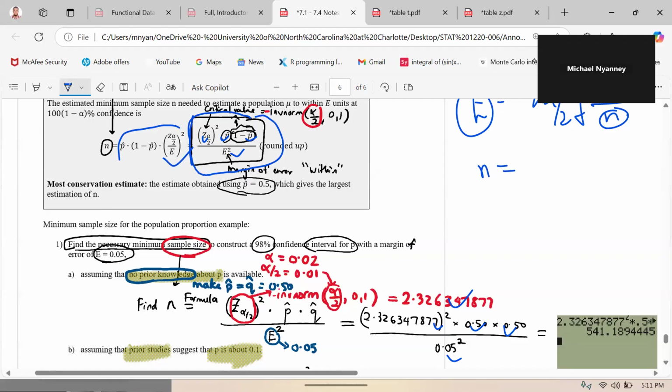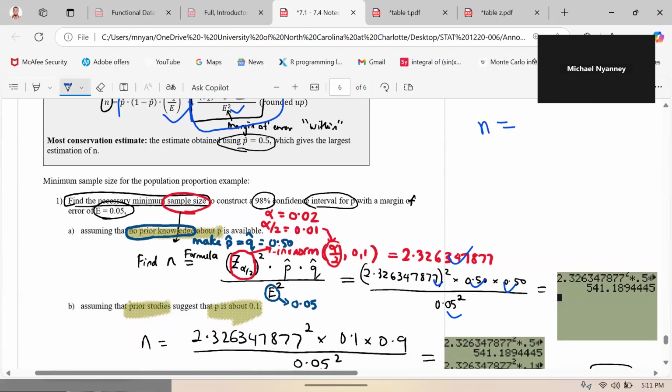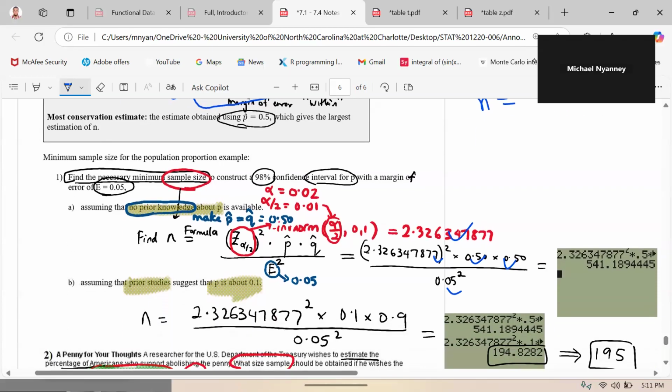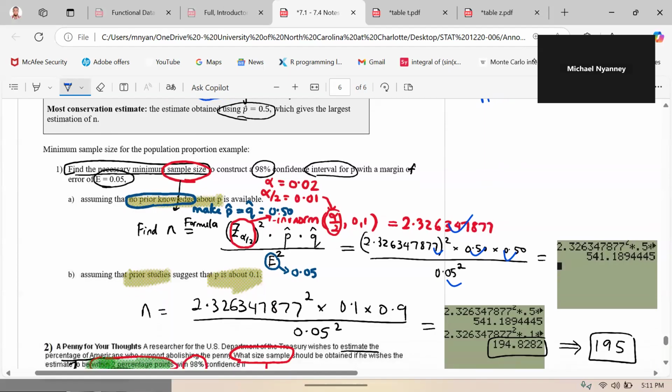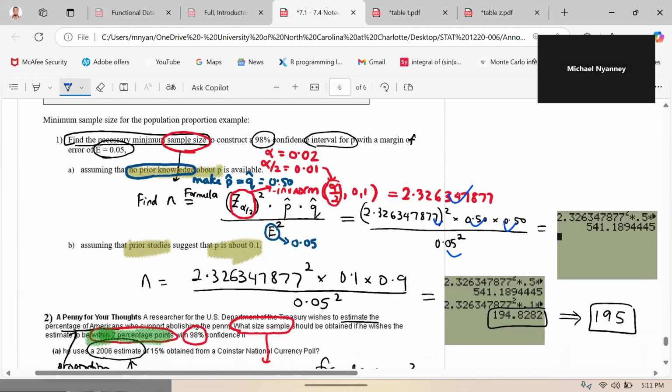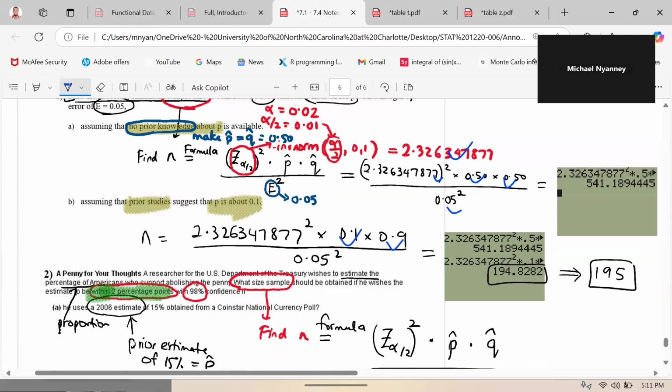So p and q are given with no prior knowledge, so they should be equal. You know that for proportion, they should add up to 1. So if they are equal, it should be split together, 0.5 and 0.5. Now assume that prior information suggests that we know P to be 0.1. So now you change P to 0.1 and Q to 0.9. They should always sum up to 1. So if P is 0.1, Q is that. Use the formula and you're good to go. You get your sample size.